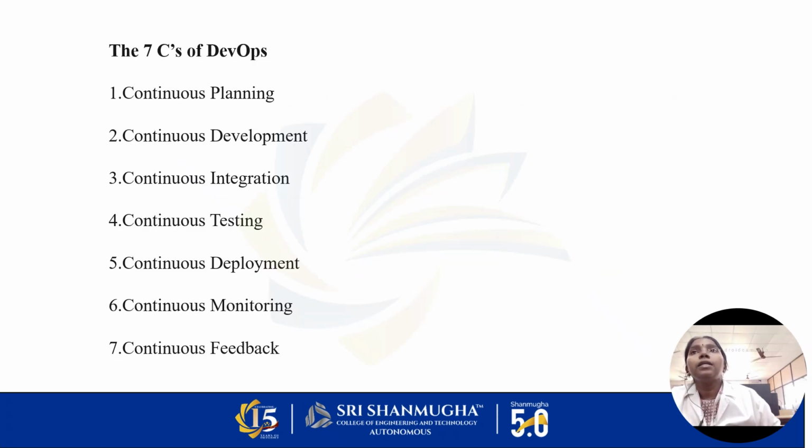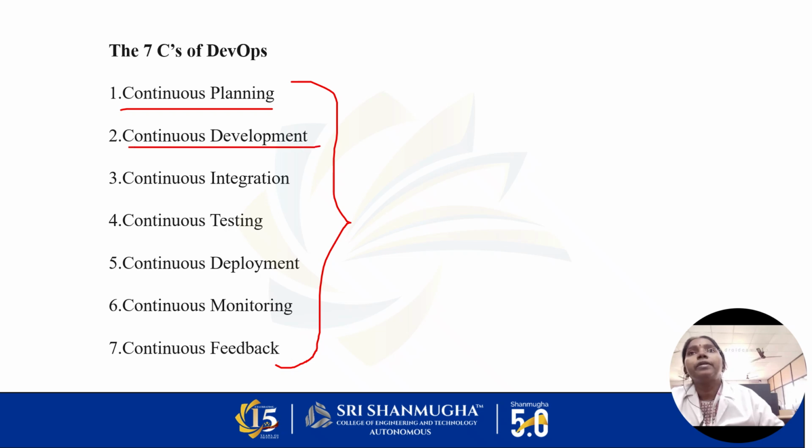And mainly the 7 C's of DevOps. What are the functions present? These 7 functions mainly occur in continuous integration and continuous deployment. These 7 steps are continuously present there. One is continuous planning, continuous development, continuous integration, continuous testing, continuous deployment, continuous monitoring and continuous feedback. These are the 7 C's, the life cycle of the 7 C's of DevOps.